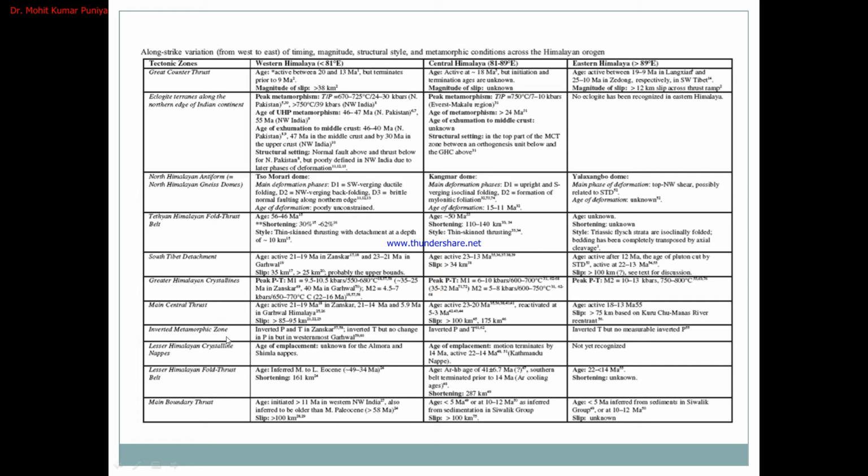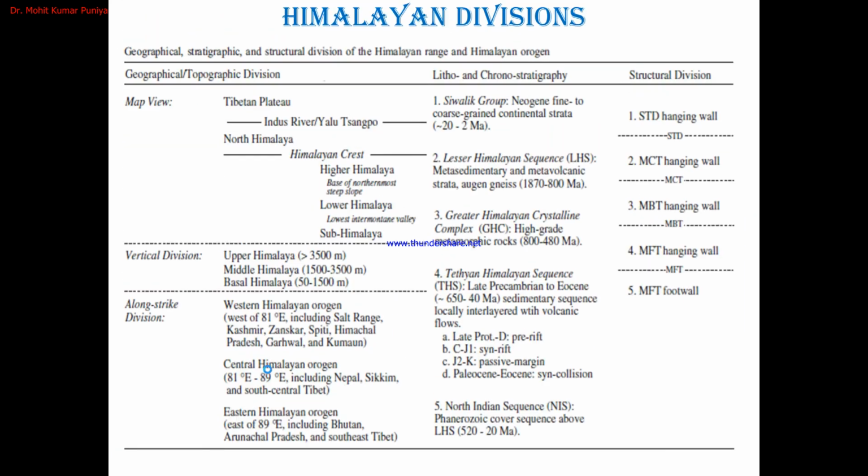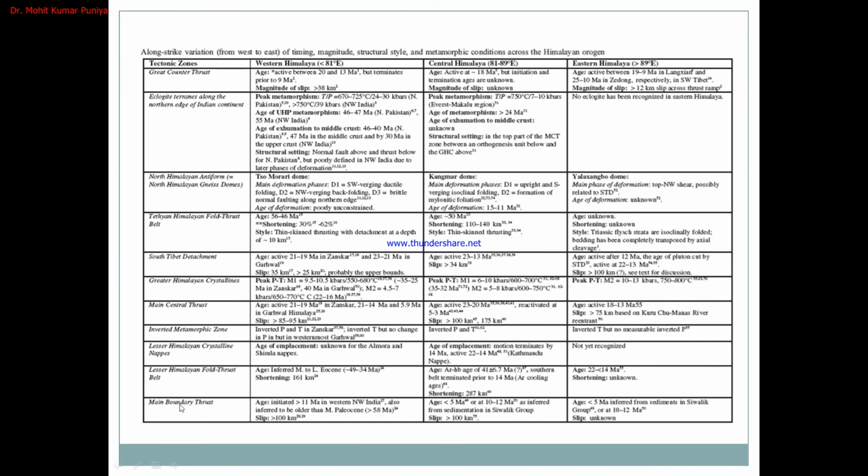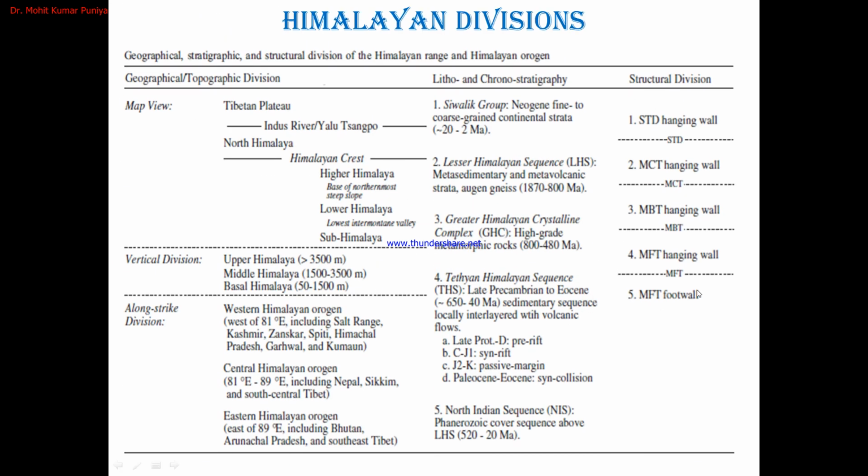Inverted metamorphic zone, inverted in Janskar. Inverted metamorphism, pressure and temperature conditions also exist in Central Himalaya, but in Eastern Himalaya it's not measurable, not yet recognized, we can say. Okay, so in Lesser Himalaya, actually, then we come to the HFT. HFT or MFT is the recent formation, so it's still going on.